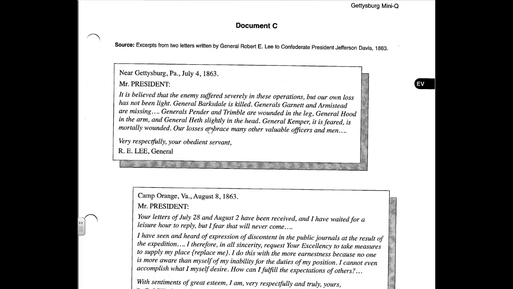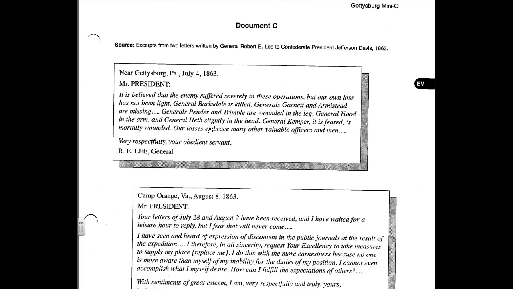Now Lee did not resign, and in time developed a new strategy. He had asked to resign, as you'll read in one of the letters. He had asked President Davis to replace him. He ends up not resigning, and he develops a new strategy. Instead of defeating the Union Army, he would simply hold on long enough so that Jefferson Davis could reach a political settlement with the North that would acknowledge an independent Confederate nation.